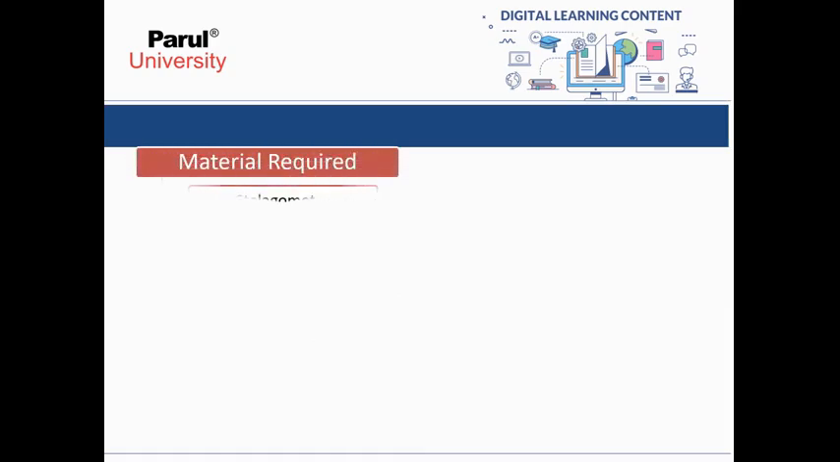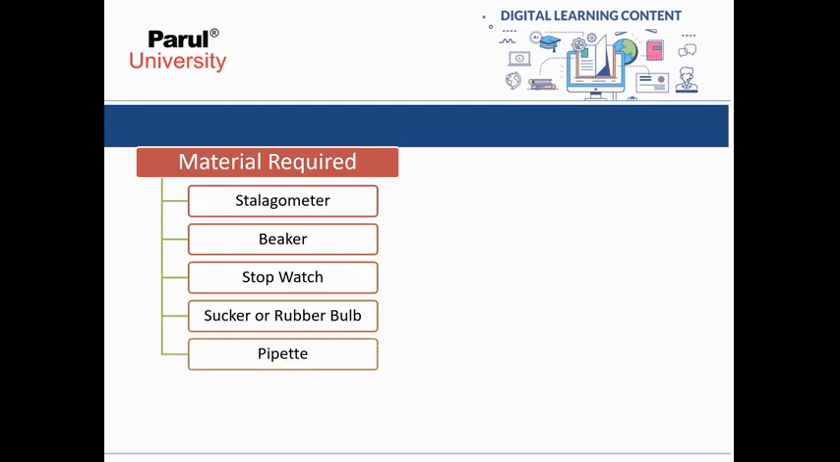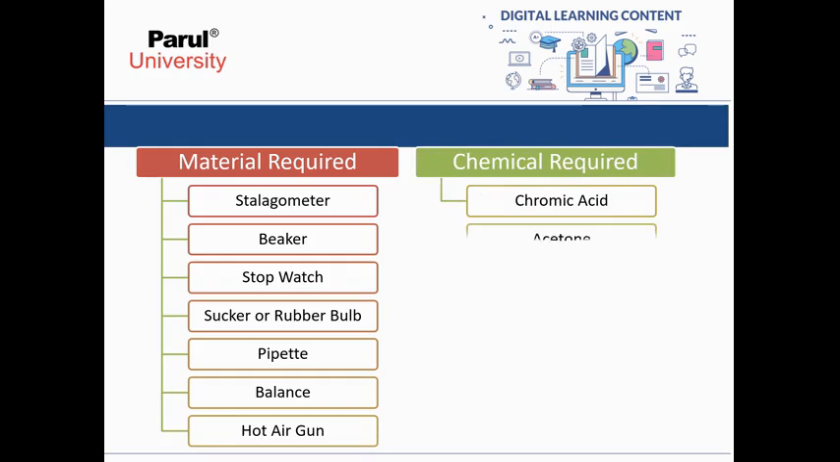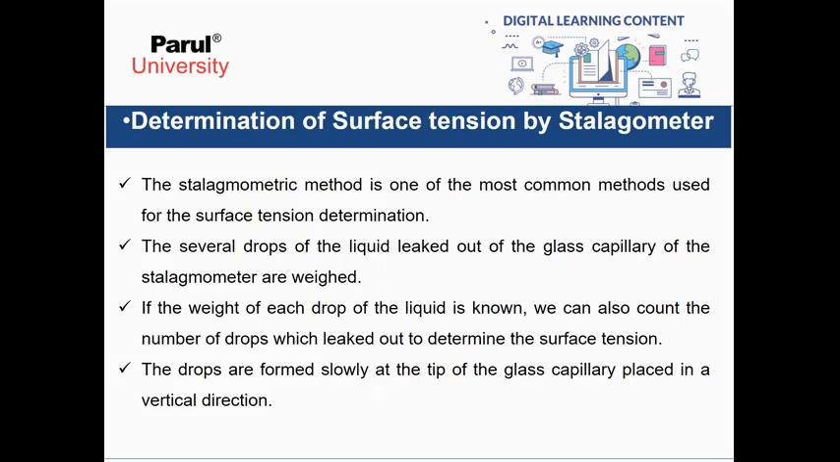The materials required for the experiment are a stalagometer, beaker, stopwatch, sucker or rubber bulb, pipette, digital balance to weigh the density, and a hot air gun to dry the apparatus. The chemicals required are chromic acid to clean the apparatus, acetone to dry the apparatus, toluene, and water. We can also find the surface tension of another liquid using xylene.